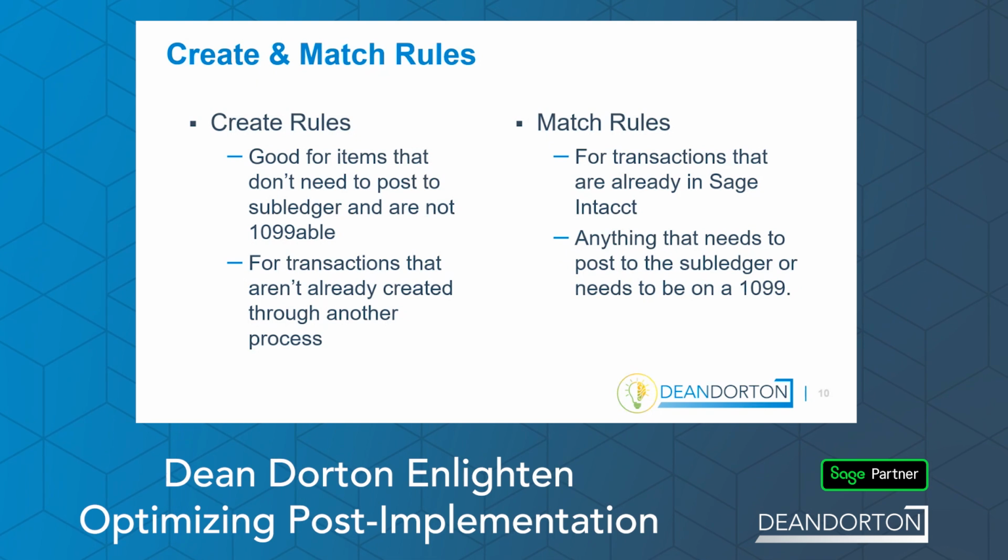Make sense? On the other hand, we have match rules. So these rules are for transactions that already exist in the system, and we want the system to match the bank transaction to what we have already recorded in Sage Intacct. So this might mean that those items have already posted to our subledger, they've gone through AP or AR. They could be a purchasing or an order entry transaction that might have needed to be on a 1099. So lots of things could have happened already. We've already recorded that, and so this is where we say we want the system to see what's coming through on that bank feed and match it to what we have on that bank file.